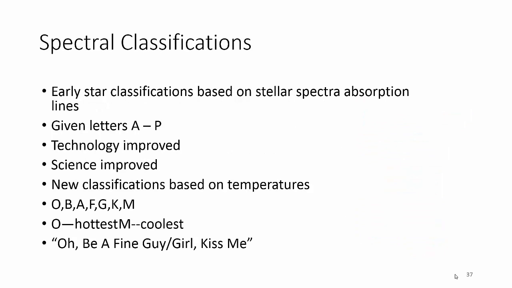Stars were classified by letters, A through P. But then as science got better, new classifications came out based on the temperatures, and rather than renaming everything, they just reordered it. So it's OBAFGKM, where O is the hottest and M is the coolest. And again, the little acronym they use to remember it is: Oh Be A Fine Guy, Girl, Kiss Me.